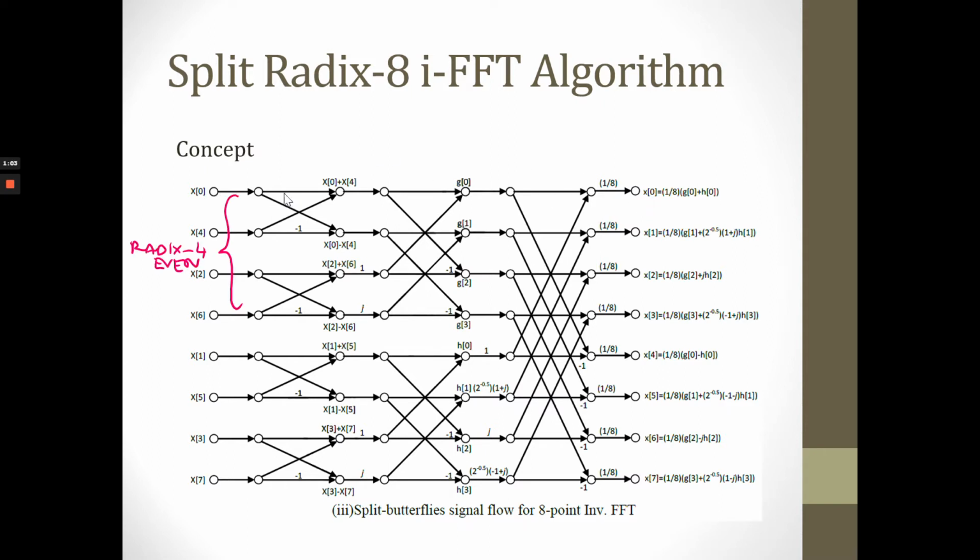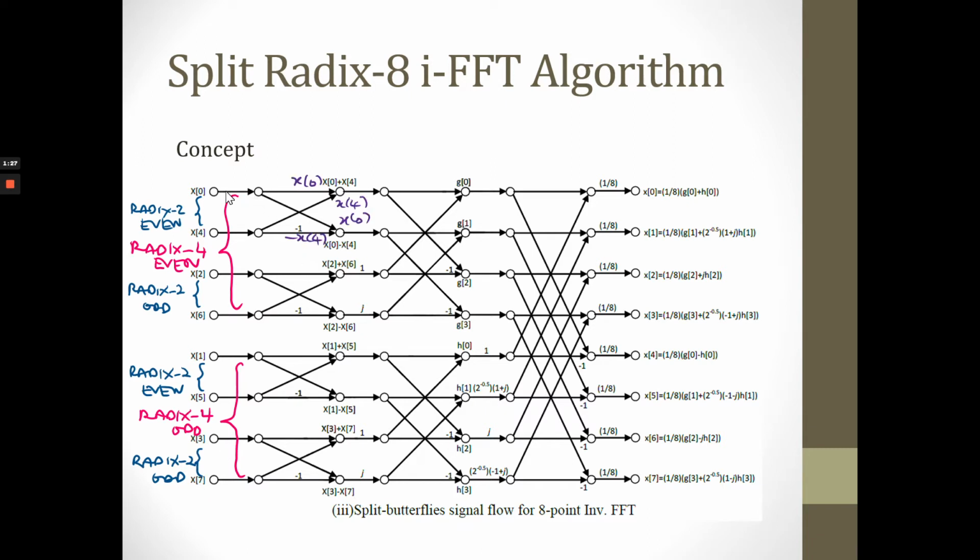So the first four is from radix 4 even, and it consists of radix 2 even, x0 and x4, and also radix 2 odd, x2 and x6. The next one is radix 4 odd, and it consists of radix 2 even, x1 and x5, and also radix 2 odd, x3 and x7. So at this point, this is x0, this is also x0.